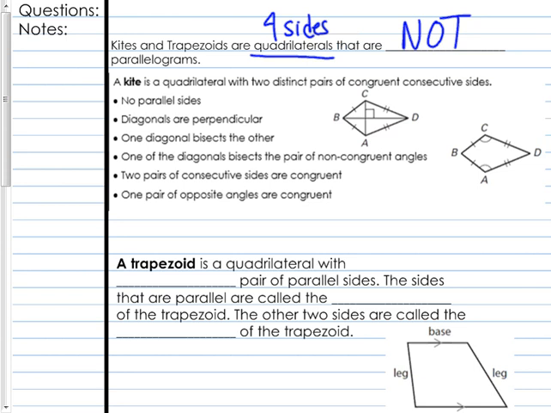A kite, and I'm going to use a highlighter to showcase some things. A kite is a quadrilateral with two distinct pairs of congruent consecutive sides. Okay, congruent consecutive sides. You probably have not heard the word kite a lot in math before, but you should be familiar with the shape of a kite from flying kites and things like that. So it has two pairs of congruent consecutive sides.